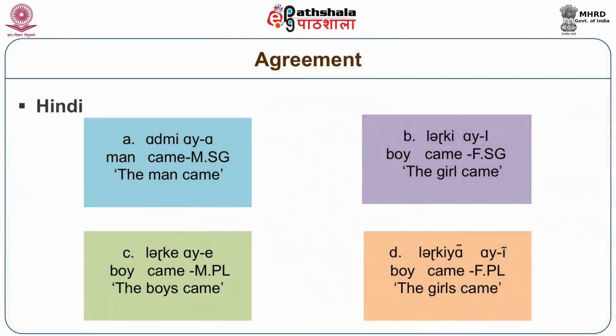If we were to describe this phenomenon of verb agreement in Hindi, we would say that the verb, or at least the participle in this case, cross-references the features gender and number of the subject. Aadmi aaya has masculine singular agreement. Ladki aayi has feminine singular agreement. Ladke aaye has masculine plural agreement. And ladkiyan aayi has feminine plural agreement.